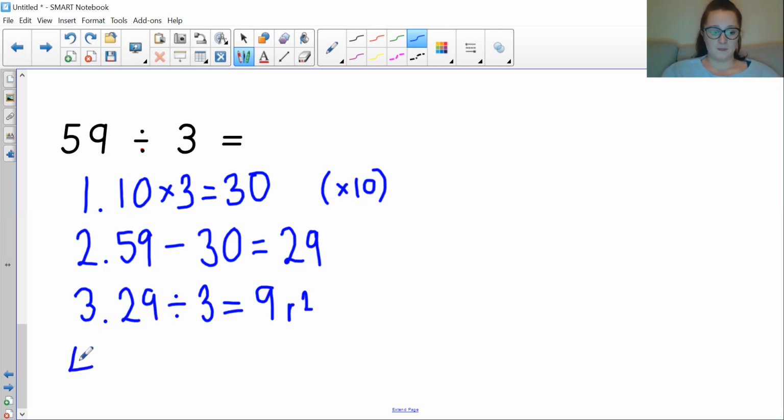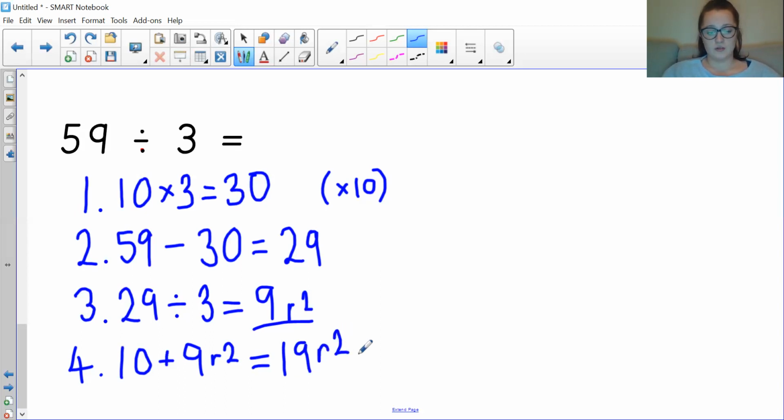So step 4, what I'm going to do now is add my 10 in here, my groups of 3. So I've got 10, and I'm going to add my 9, remainder 2. So I've got 9 groups out of 29, but I had 2 left over. So my answer is 19 remainder 2. So that answer goes all the way up here. 19 remainder 2.